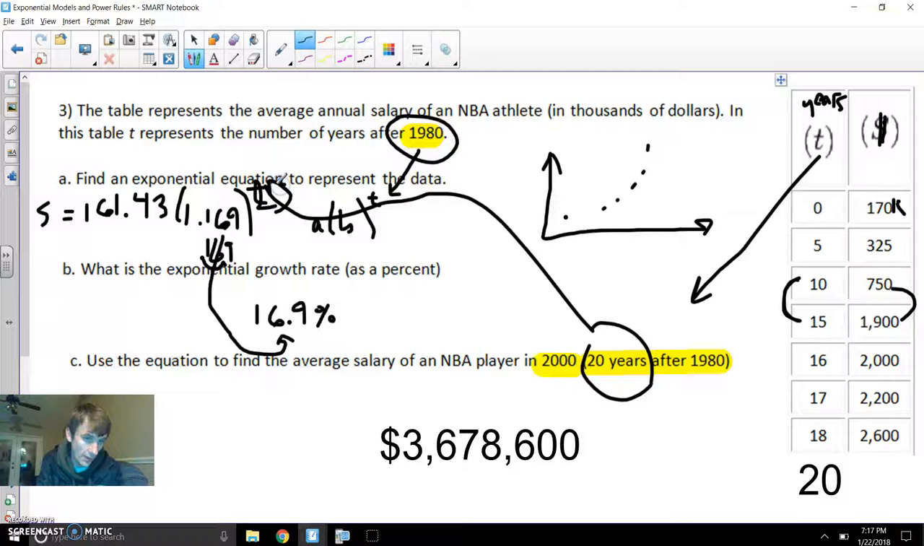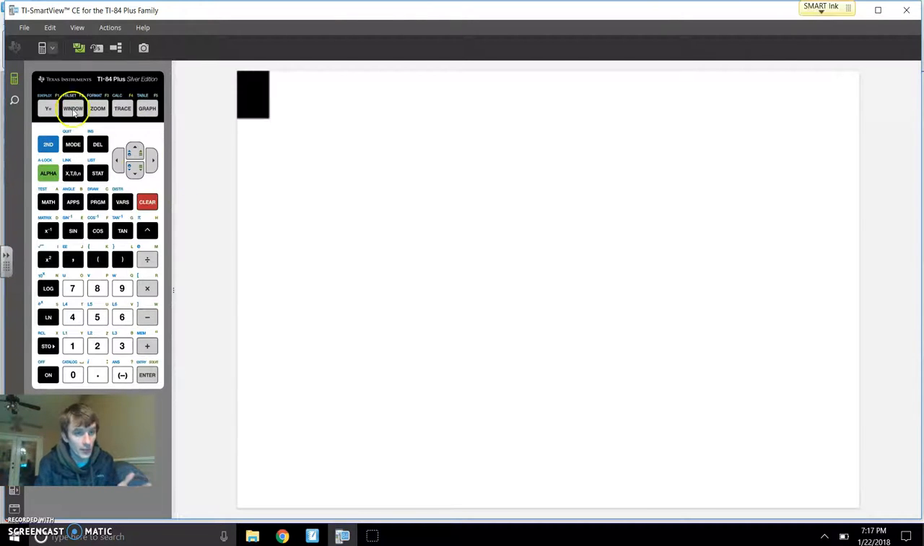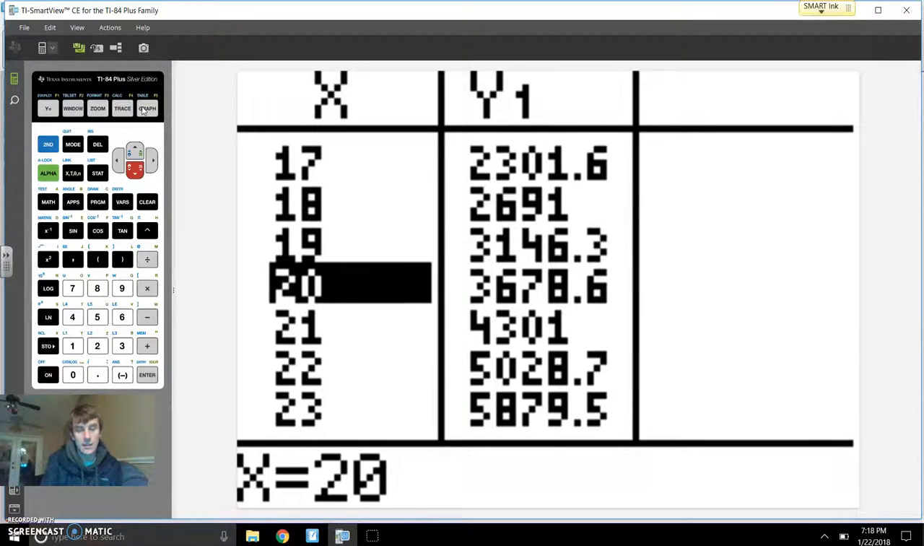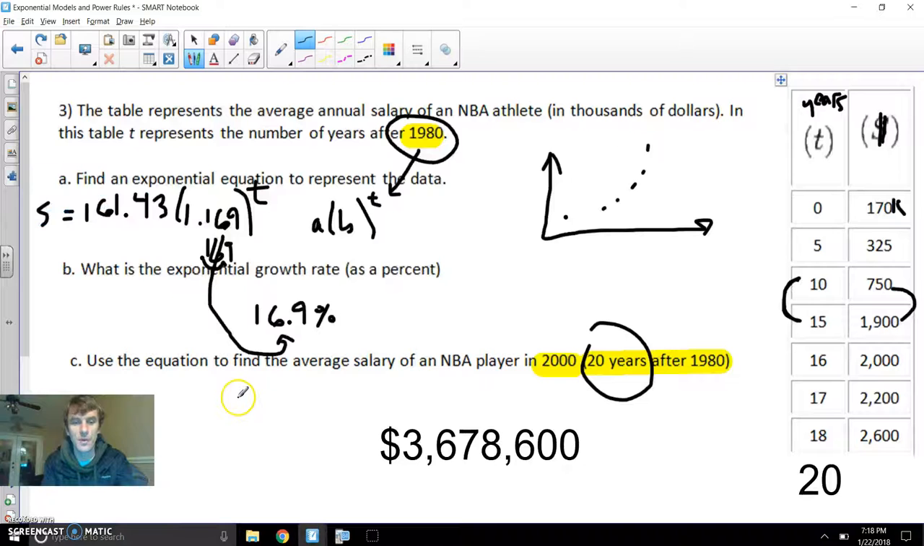Okay, plugging in 20. All right, so if you go to the calculator and you've stored it, what's awesome is you can go to the table and find 20. And there you go. So that's like $3,678,600. I mean, that's a lot of money. Remember, it's in hundreds of thousands just so that we can keep the numbers a little more manageable, smaller numbers. They mean bigger ideas. All right, so that's the process there.